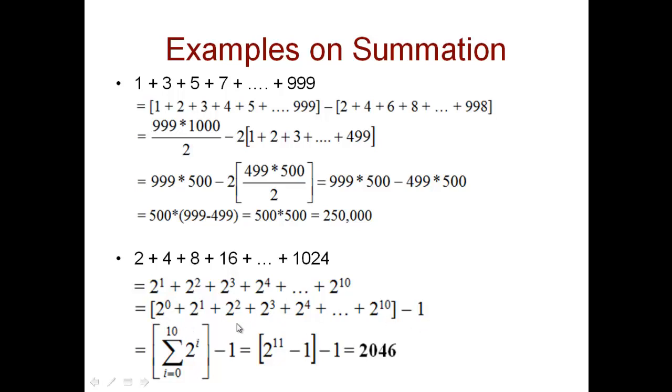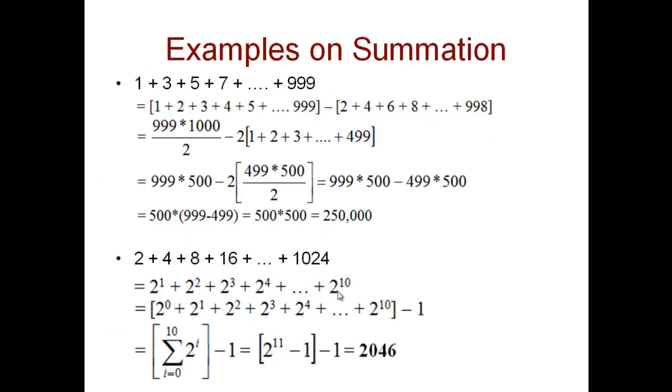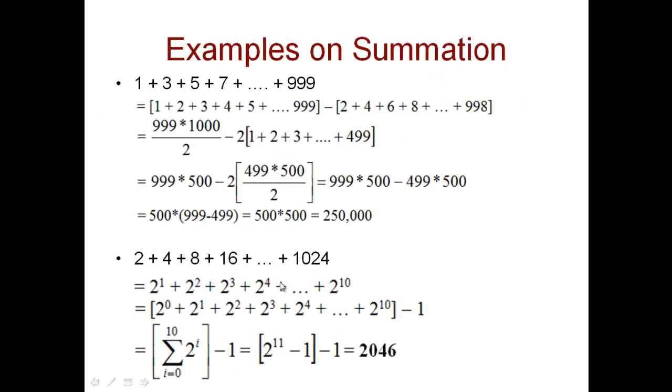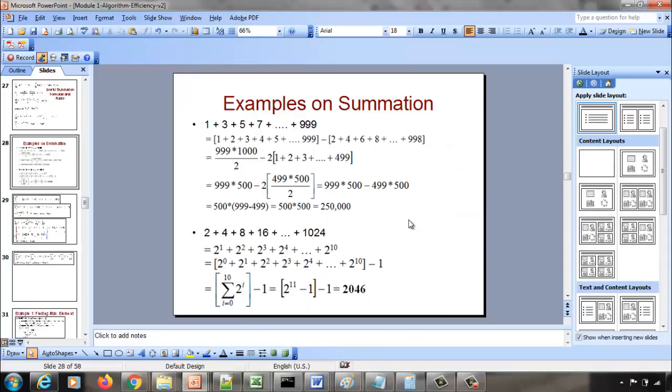2 raised to 0 is 1. So 2 raised to 0 plus 2 raised to 1, 2 squared, up to 2 raised to 10 is in this format with a equals 2 and n equals 10. We saw that the sum is 2047, right? So the sum of 2 raised to i from i equals 0 to 10 is 2047, minus 1 is 2046. Okay, any questions on using these formulas with numbers like this?